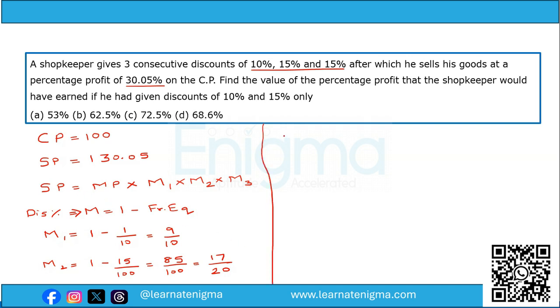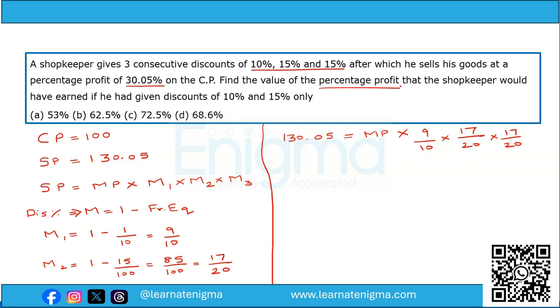So selling price is given to us as 130.05, which is equal to marked price into multiplier 1, which is 9 by 10, and multipliers 2 and 3, which are 17 by 20. Now let's not waste time in finding out the complete marked price because that's not exactly what we have been asked. We have been asked the final profit percentage.